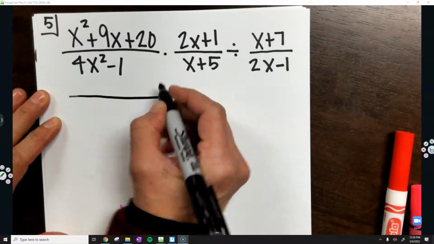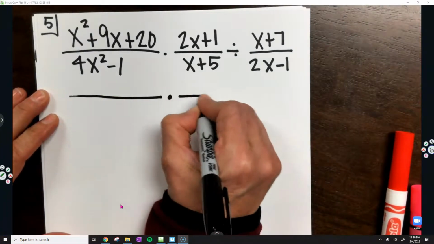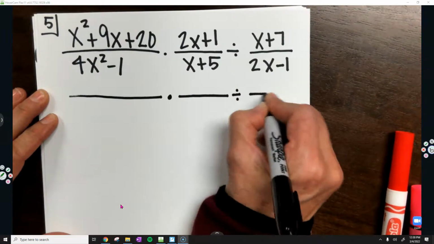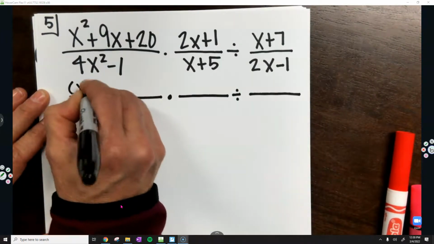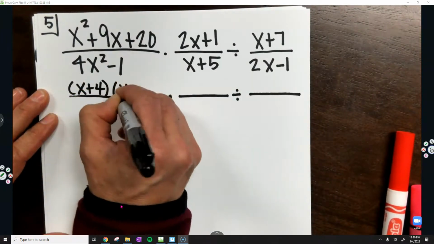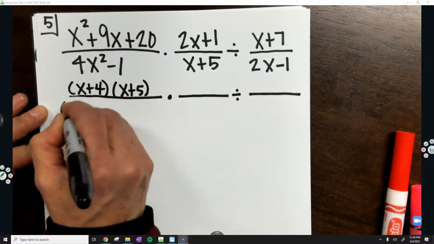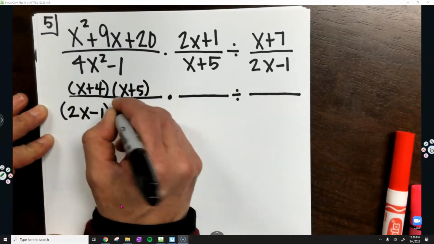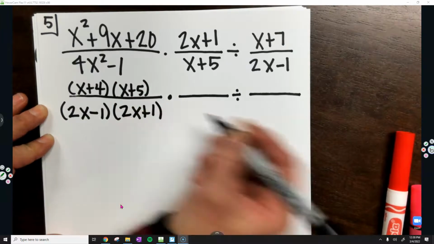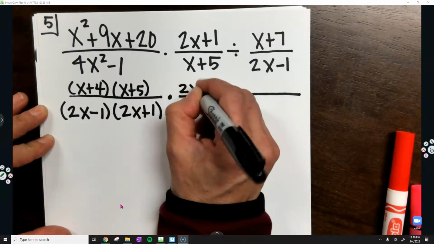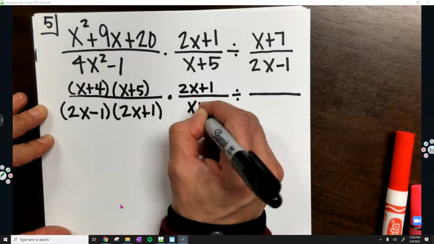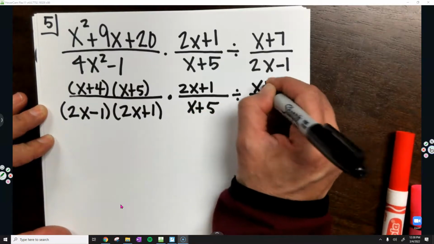We did not check ours. I'll come over. So let's talk about what happens here. Guys, the top is going to turn into x plus 4, x plus 5. Then this is going to be 2x minus 1, 2x plus 1. And then remember, everything else is factored. So I'm just going to recopy it, and then I'm going to state restrictions.